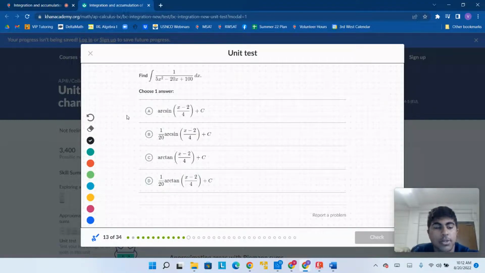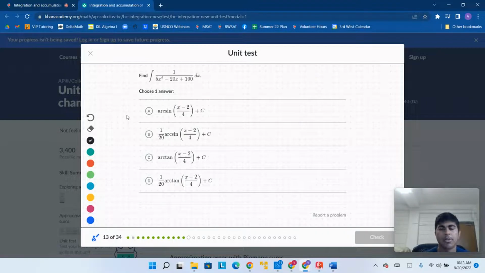What do we think about those options between arc sine and arc tangent? Well, what I think is that if you take the derivative of arc sine, you're going to end up with the square root of something in the denominator, right? So we don't have a square root there, so that doesn't seem like it's going to be arc sine. Right, but we do have an arctan. Right, arctan, the derivative of arctan is going to be 1 over 1 plus x squared.